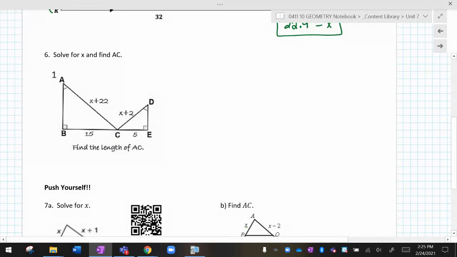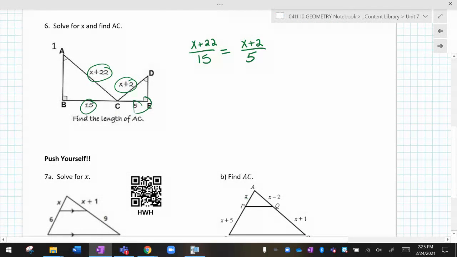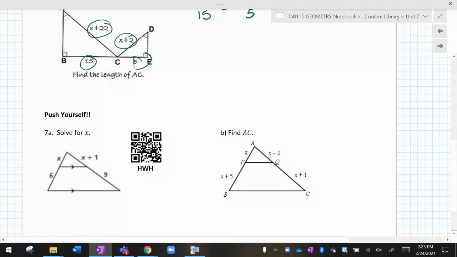Solve for x. Okay, these are two similar triangles. They have a reflected orientation here. So I'm just going to do hypotenuse to bottom, hypotenuse to bottom. x plus 22 over 15 equals x plus 2 over 5. And then I would cross multiply and solve for x. These say push yourself. Okay, I'm going to set it up, and that'll take me to my 2:27 that I said.